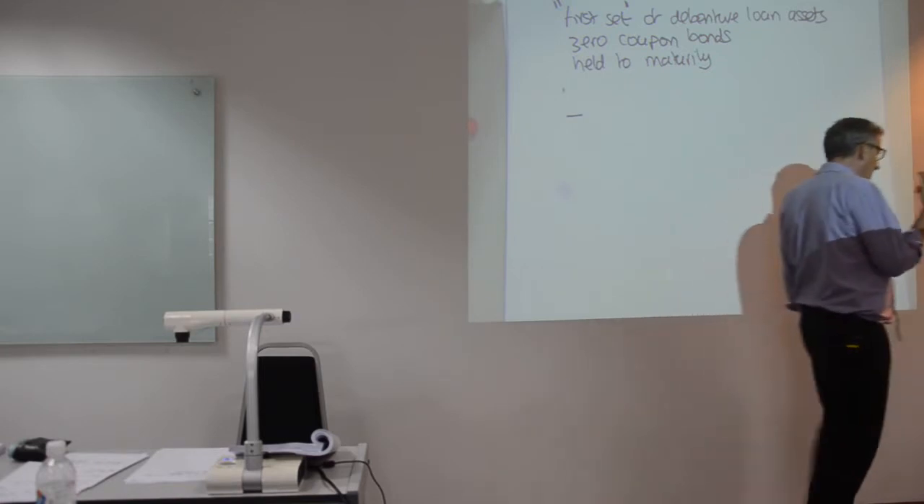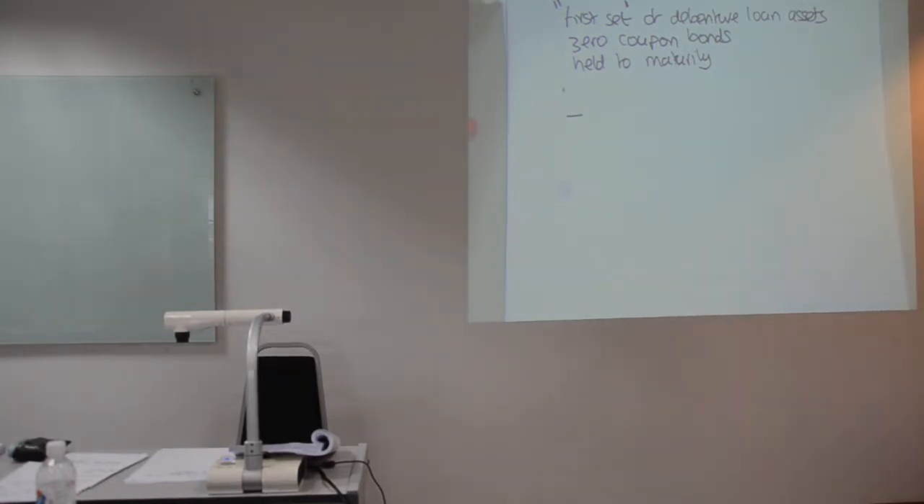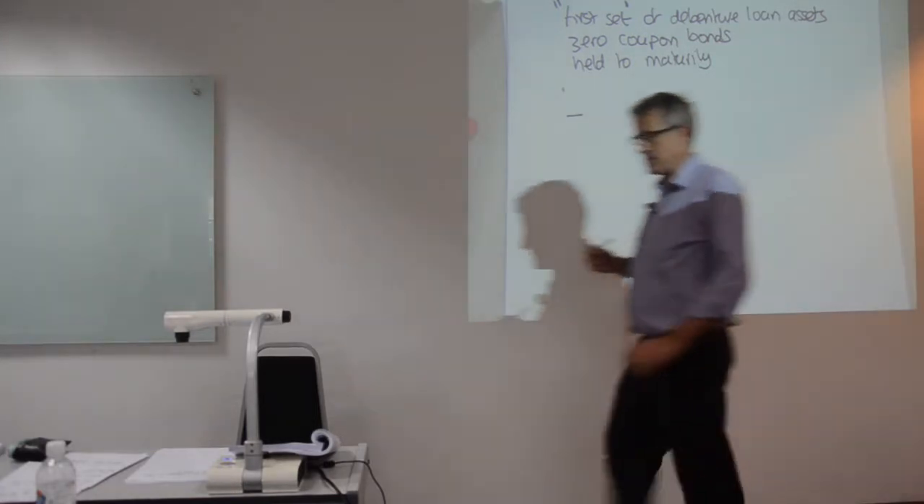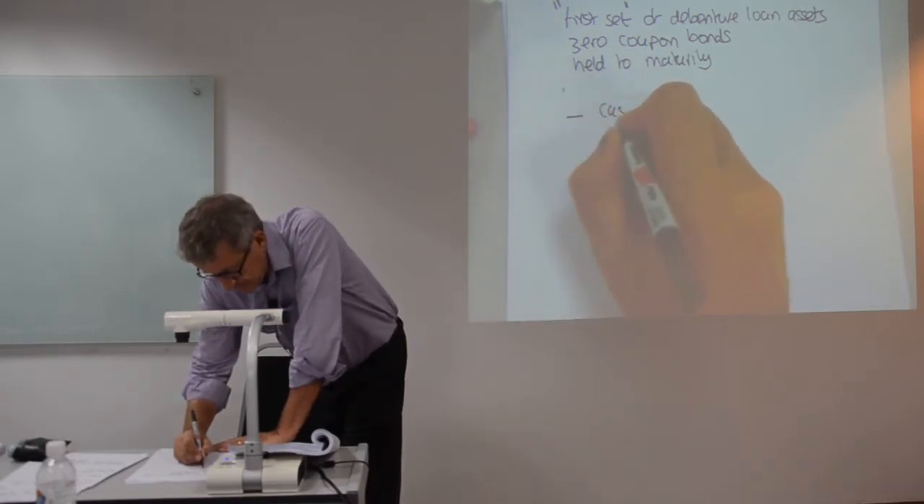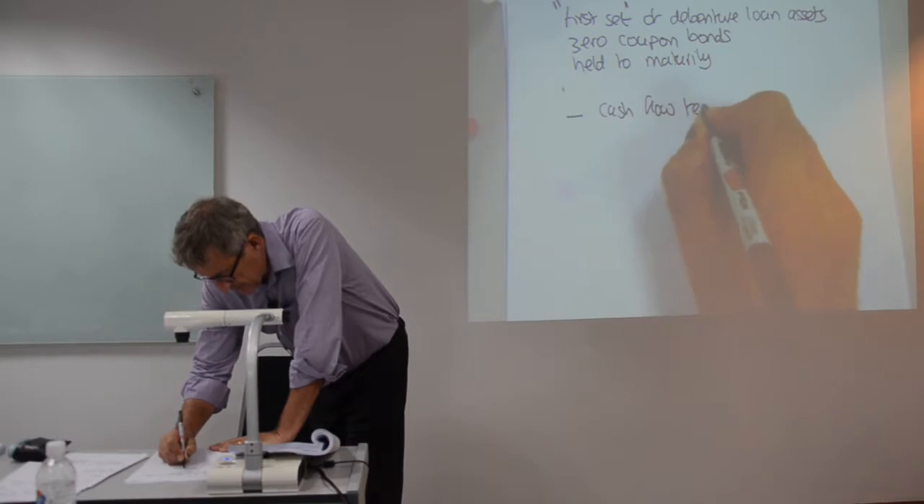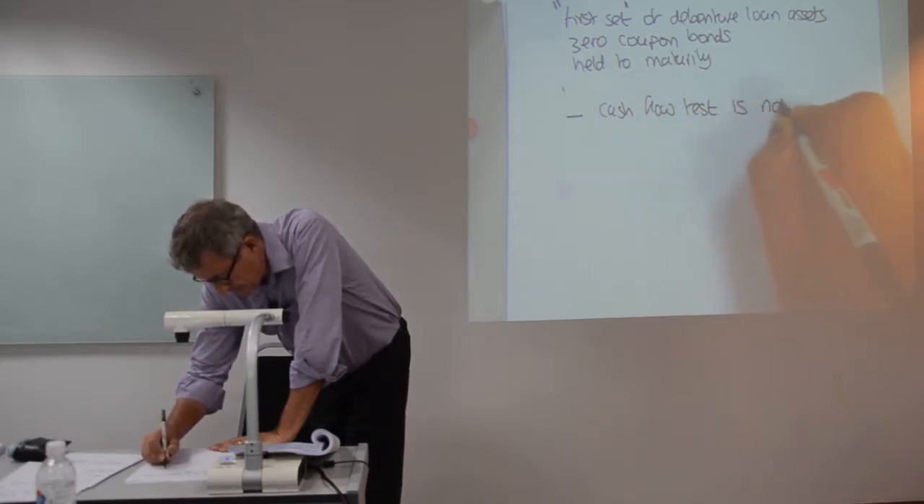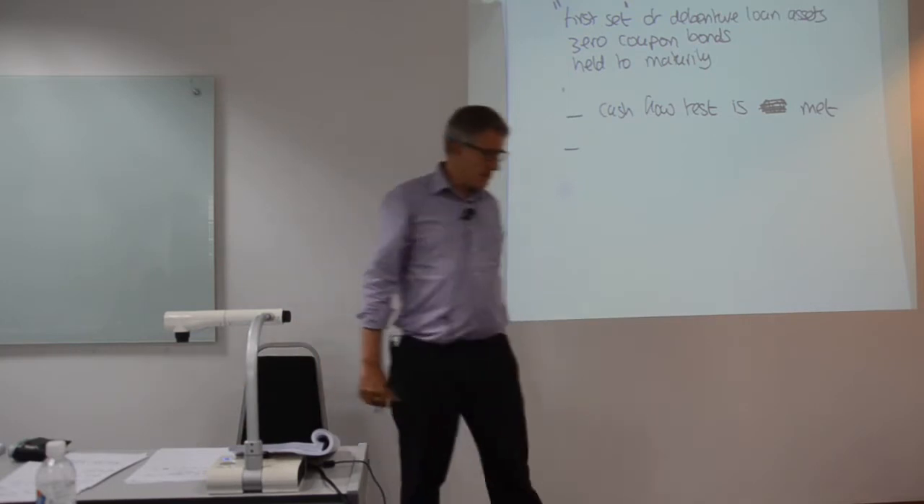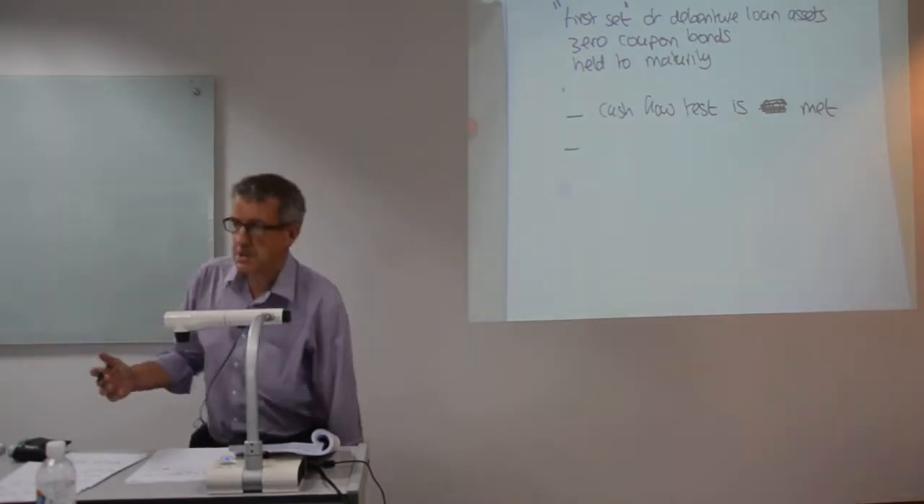I've now got to apply the cash flow test. Thinking about the cash flow test, do these contracts contain contractual amounts, specified dates, where there is a repayment of the principal and interest compensating me? Is the cash flow test met, yes or no? Yes, it is met. So therefore it's a debt instrument. What is the business model?